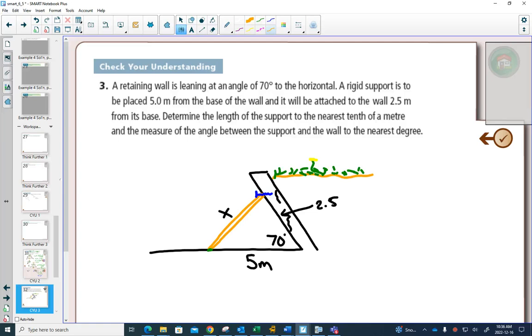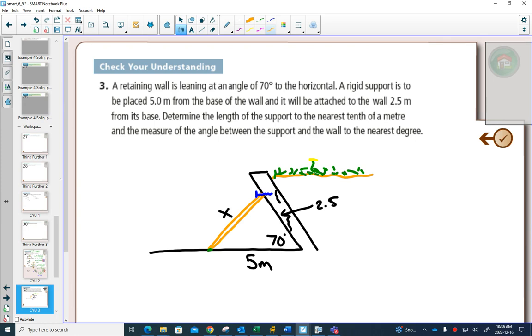Once you've drawn the picture, notice it's not a right angle triangle. If I want to find x, I can't use SOHCAHTOA or a squared plus b squared equals c squared because it's not right. Next, I look if I can use the sine law. In order to use the sine law, I would need an angle and its opposite side. Even though I have the 70 and I want to find x, I don't know both of those. You need to know an angle and opposite side actual numbers in order to use the sine law. Can't use the sine law, we need to use the cosine law.